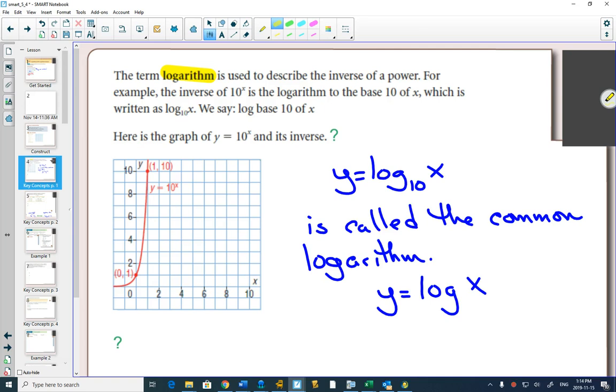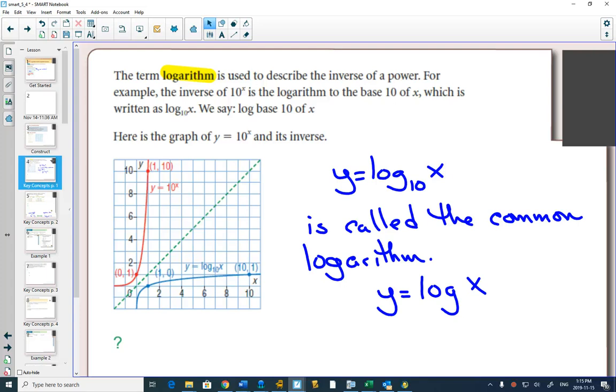A logarithm is an inverse of a power. So if we have y equals 10 to the x, which is a power, and that's graphed right there, we could take each of the values, switch x and y, flip it over the line y equals x, and the graph that you would get is the inverse of y equals 10 to the x.